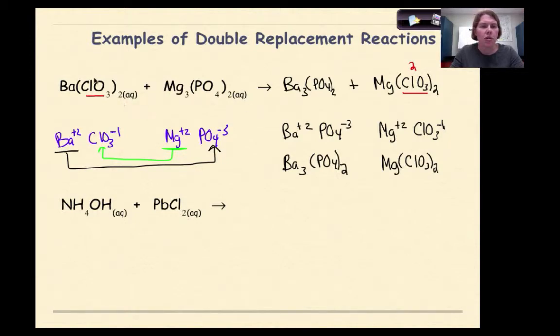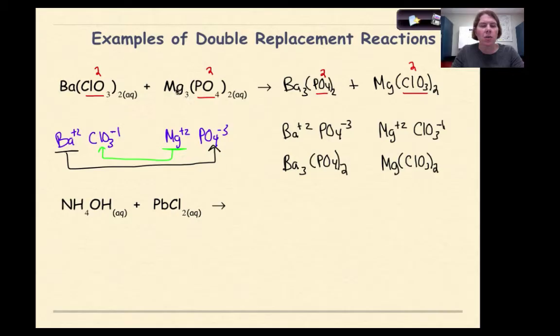ClO3, I have 2 of them here. That's balanced. Let's go to my other polyatomic. PO4, I have 2 of those here. Again, that's working out pretty well. But now I'm wondering about my Bas and my Mgs.